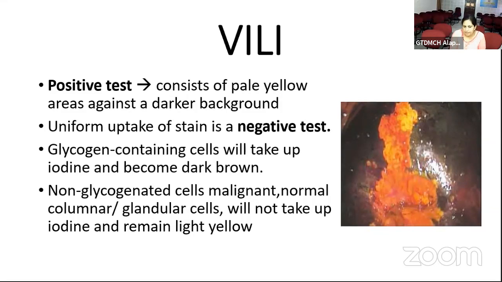Normal cells take up the stain. Normal cells are highly glycogen containing, with a high concentration of glycogen, so they will take up iodine and become dark brown or mahogany brown. But abnormal cells are non-glycogenated, rapidly multiplying cells with no glycogen storage, so they will not take up the iodine and will appear pale yellow. Non-glycogenated malignant cells, and also normal columnar and glandular cells which don't have glycogen, will not take up iodine and remain pale yellow. Normal cells will appear mahogany brown.